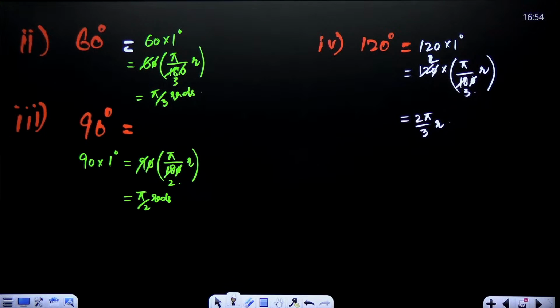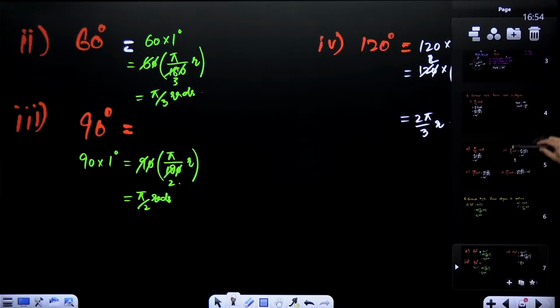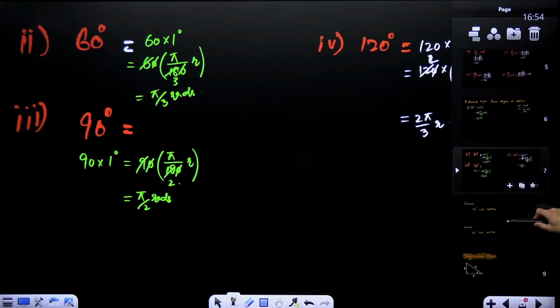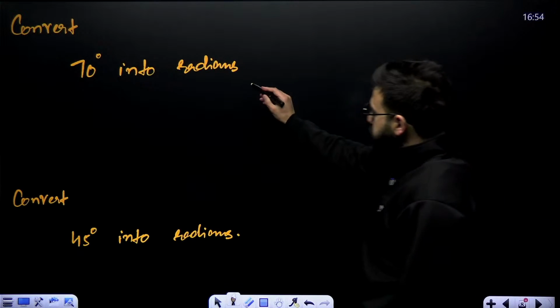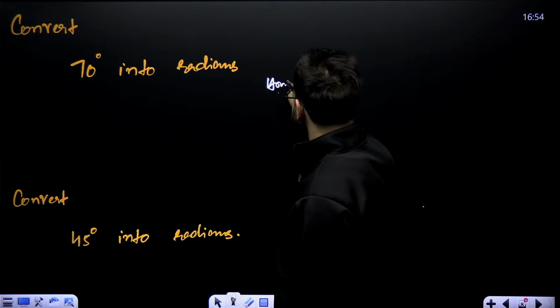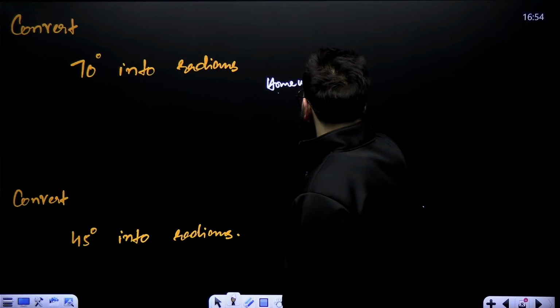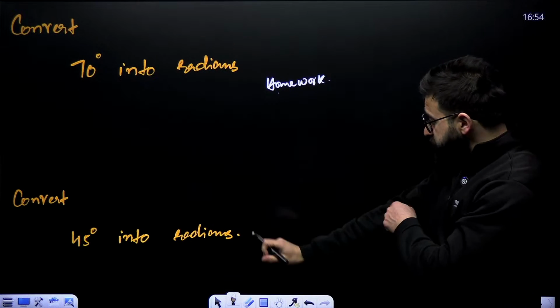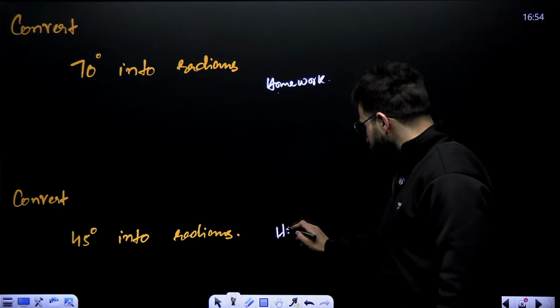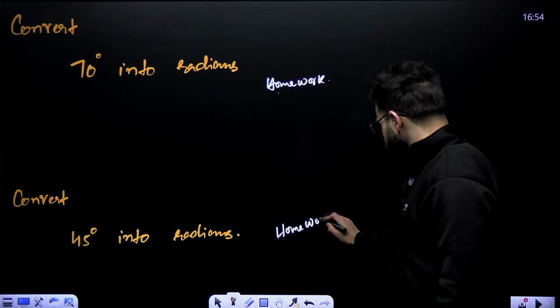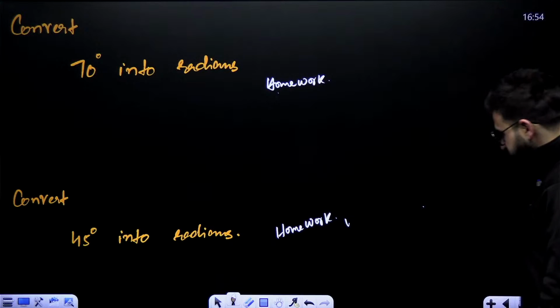Great. Now, guys, let's take a look. I'm giving you this as homework: convert 70 degrees into radians, and this is also your homework. Convert 45 degrees into radians.